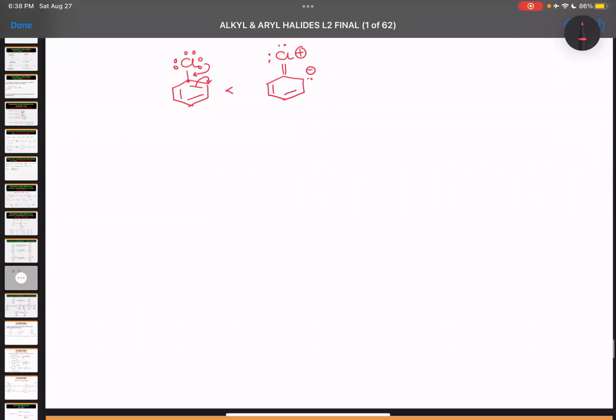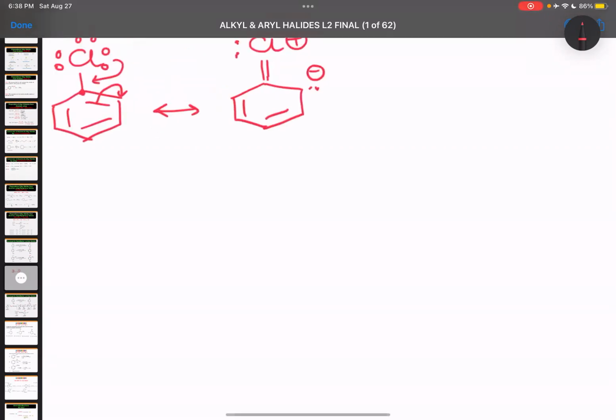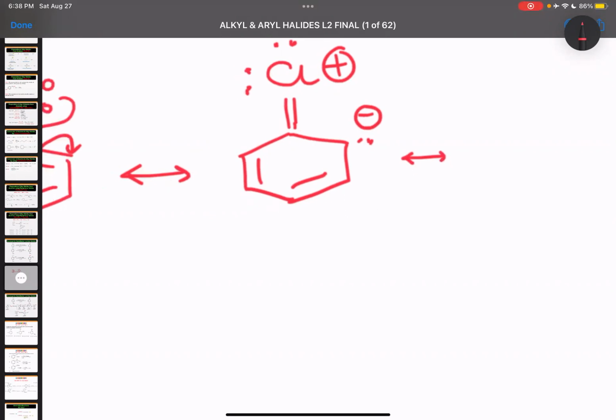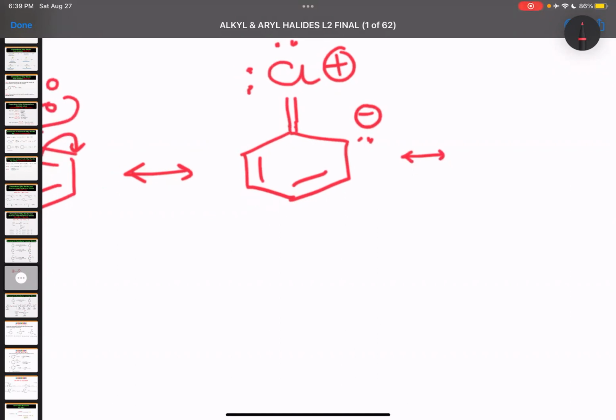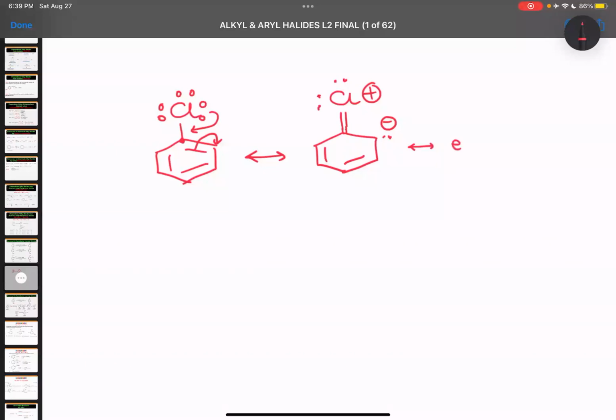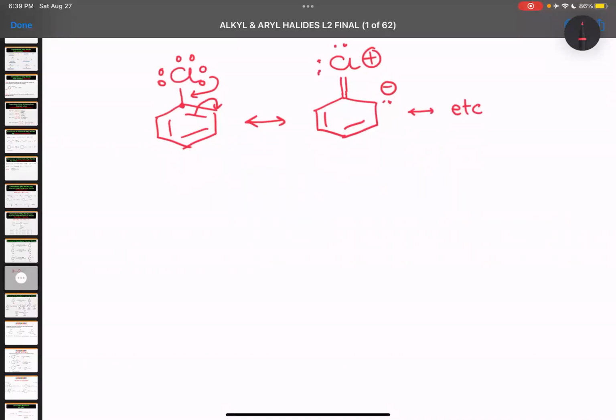So that's what I did. Here, as you can see over here, this is the resonance structure of chlorobenzene, and because of this, the carbon and chlorine bond acquires double bond character. And because it acquires double bond character, it is very difficult to remove chlorine, right? Because chlorine actually is bonded through double bond, so it is difficult for us to remove.